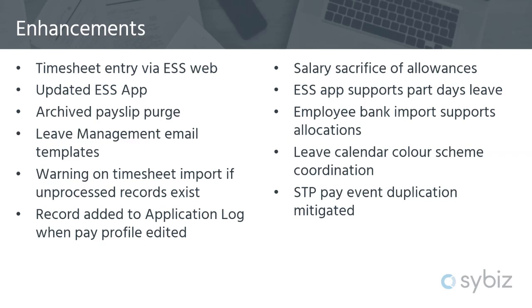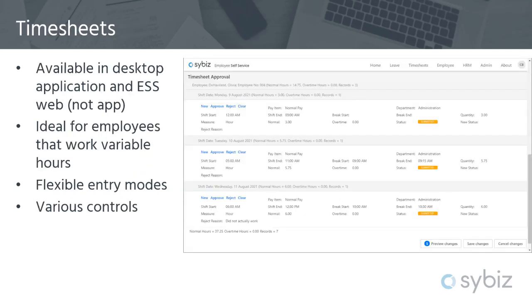The leave calendar color scheme is now coordinated across both the desktop application and the ESS website, just to make it look a bit more consistent there. And we've also added some more smarts into the STP process to reduce the likelihood of a duplicate submission being sent. Sometimes people are on autopilot and they'll send it a couple of times when they have forgotten that they've already sent it. So there's some intelligence built in to restrict that from occurring.